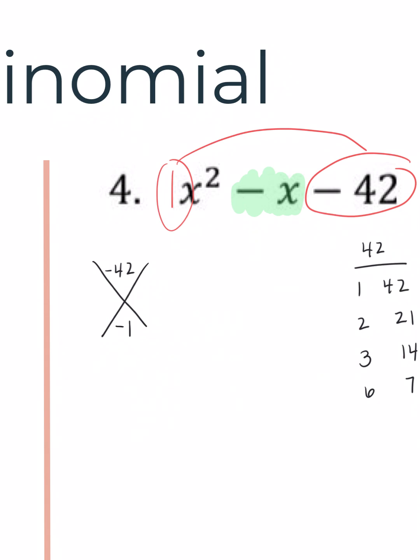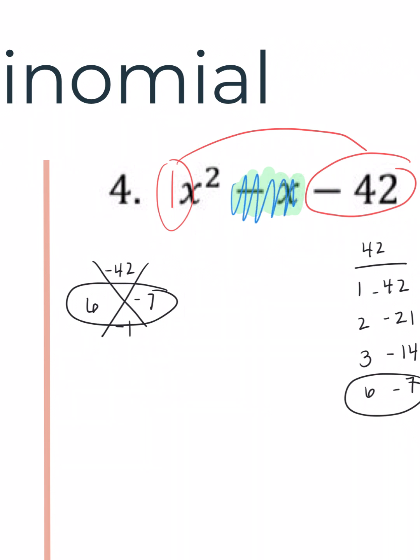Okay, so now if my top and my bottom are both negative, it means that just one of them is negative, and it's going to be my bigger one that's negative. Well, two numbers that if you add or subtract together are going to make that negative 1 are 6 and negative 7. So I'm going to put a 6 here and a negative 7 there. And now these two pieces are going to replace that right there.